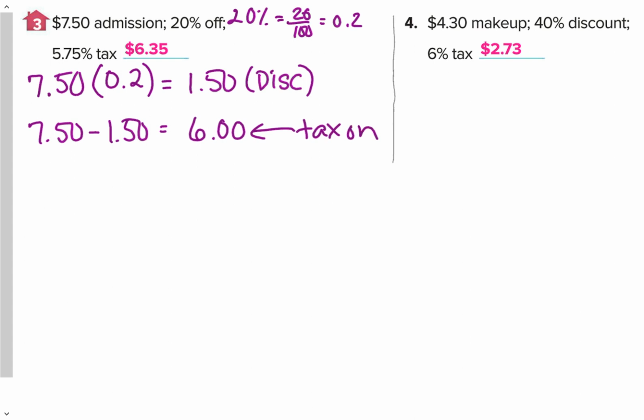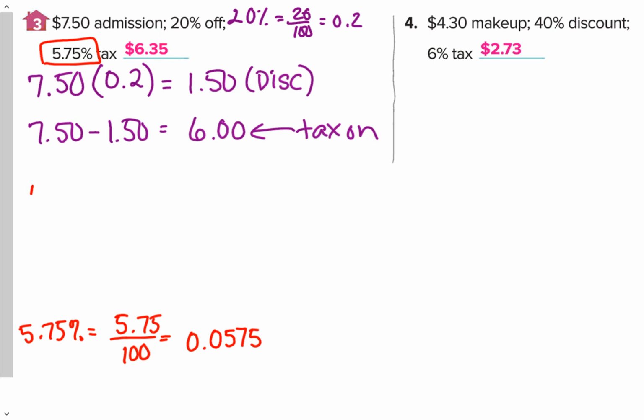Okay, so now we're going to do our tax. And just remember 5.75. I'm going to do this down here. 5.75% equals 5.75 divided by 100. So that's 0.0575. So we're going to do our 6 times our 0.0575. That equals 0.345, which we're going to say is just about 35 cents.